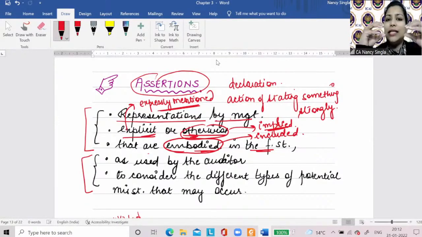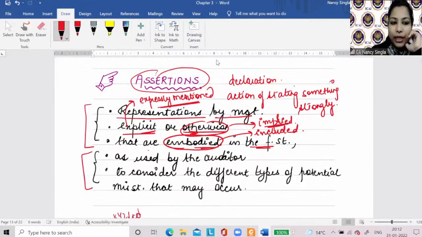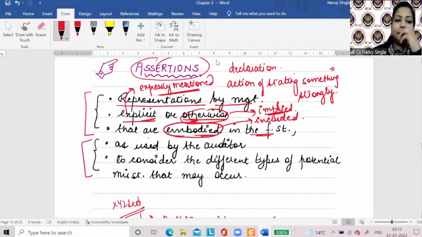And now let us see how auditor is going to use this assertion. The concept that we need to give an opinion on the financial statement as a whole, and for that we need to check each and every individual assertion, because the financial statements are prepared when all these assertions are put together. So the second part, as used by the auditor, some representations जो management ने दिए हैं, these are used by the auditor.